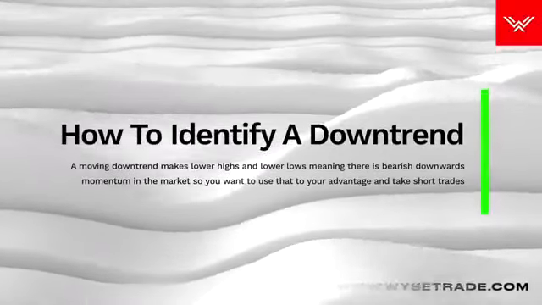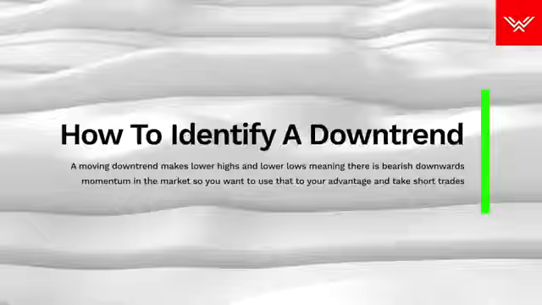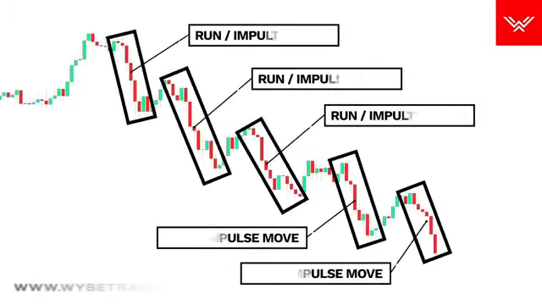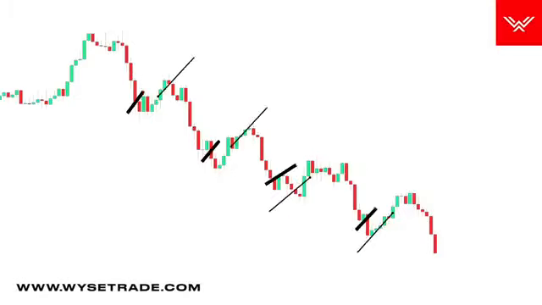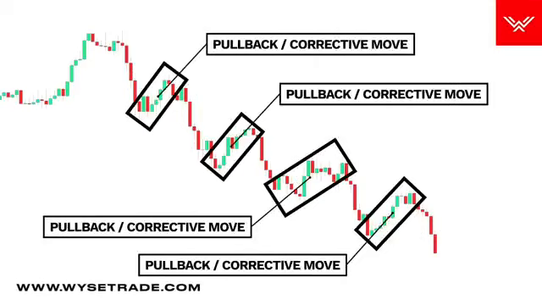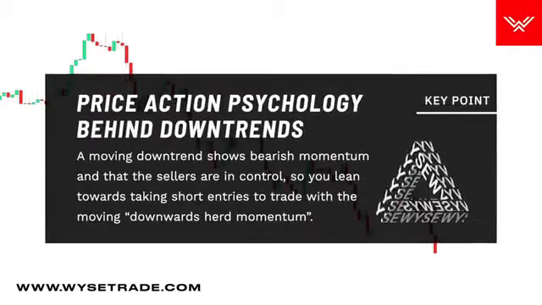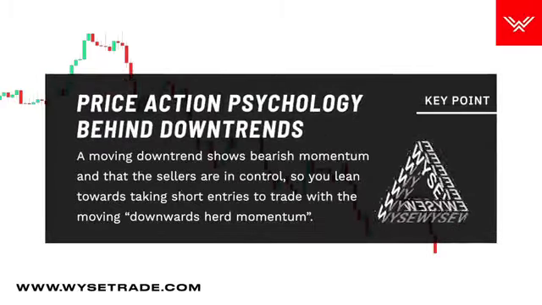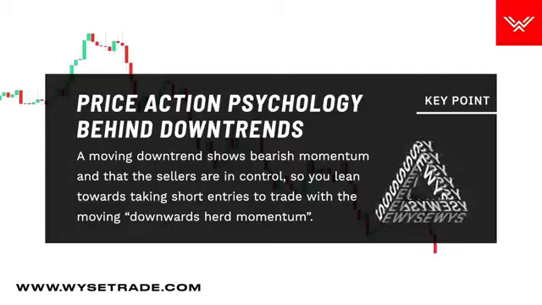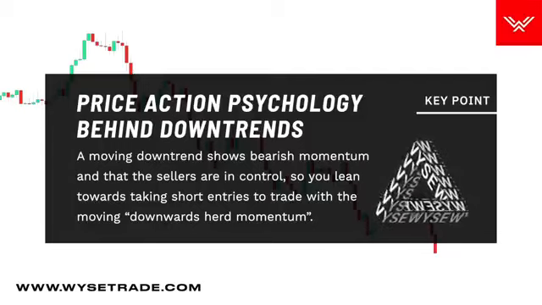So, how do you identify a downtrend? You have your runs here and your pullbacks here, which means a downtrend makes lower highs and lower lows. From a price action standpoint, a moving downtrend shows bearish momentum and that the sellers are in control, so you lean towards taking short entries to trade with the moving downwards herd momentum.